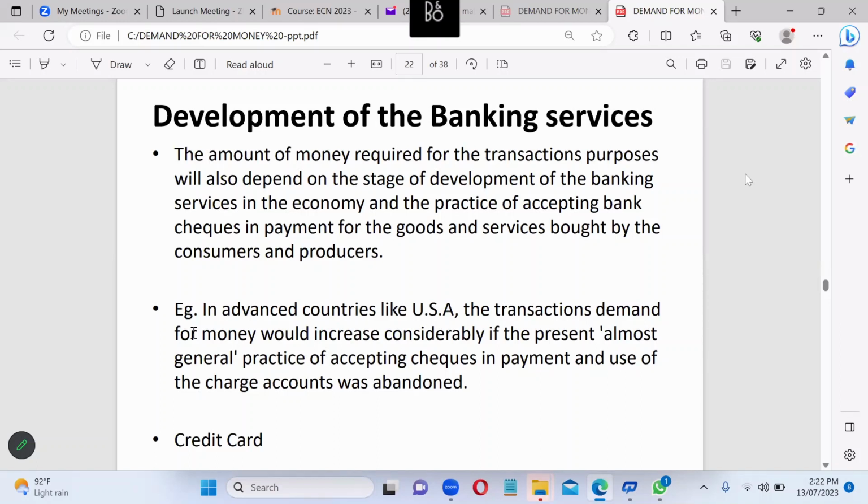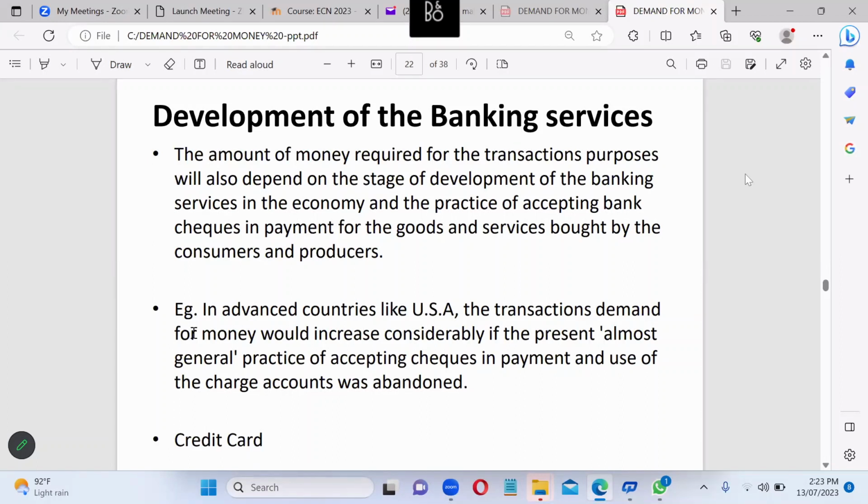For example, in advanced countries like the USA, they use transaction demand for money, not currency. They pay through the phone, Google Pay, PayPal, some payment methods are there. Through that, they pay the money, but they don't use currency. So that is also one of the things for which we are willing to hold money, in the bank or at our hand.